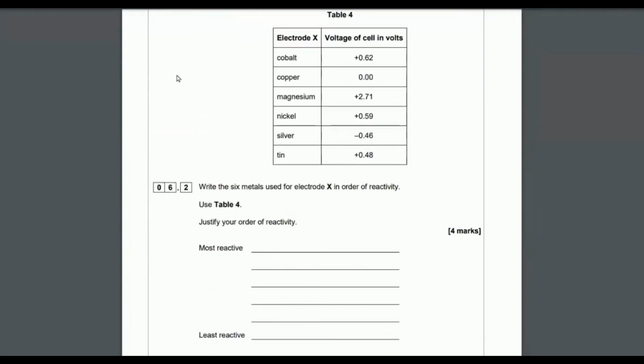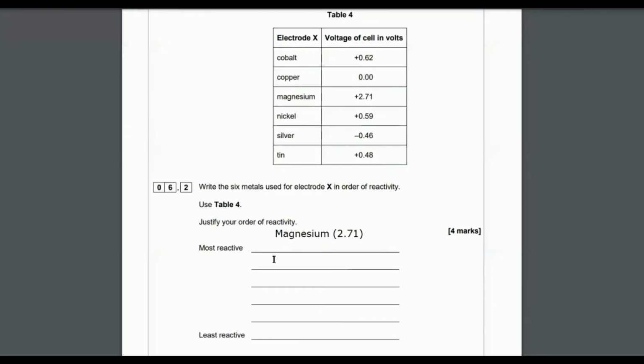Table 4 shows the student's results. We have electrode X, it's got cobalt, copper, magnesium, nickel, silver and tin. We've got the voltage of the cell in volts for each one. 6.2. Write the metals used in electrode X in the order of reactivity. Most reactive to least reactive. Justify your order. Well, you're looking at which one has the biggest difference in voltage?